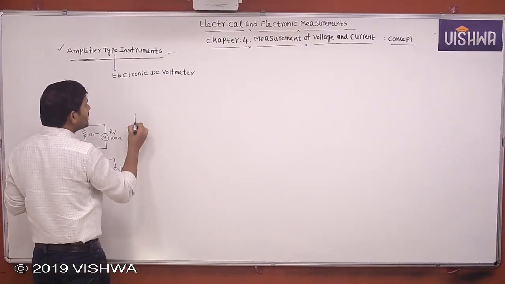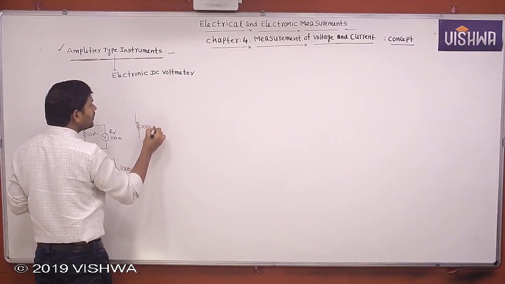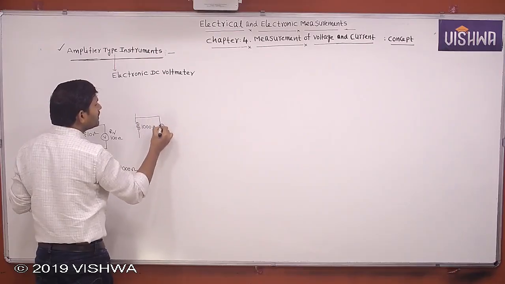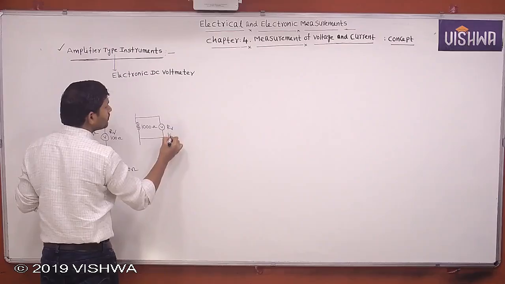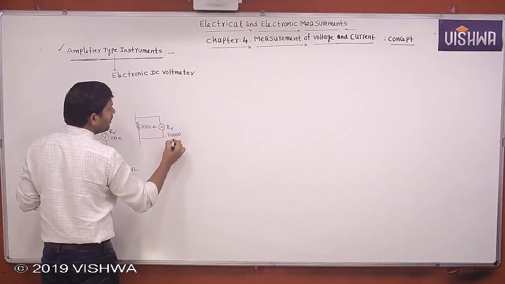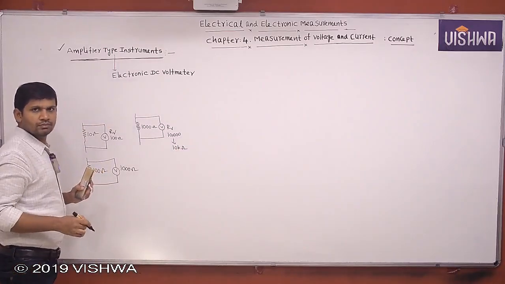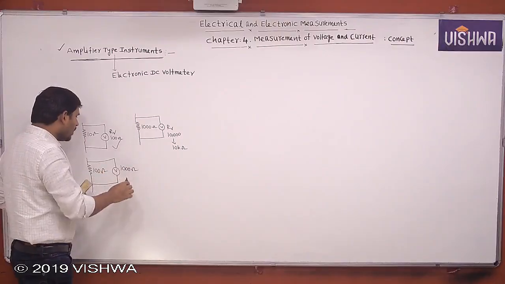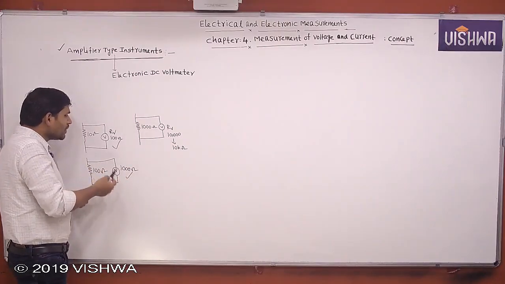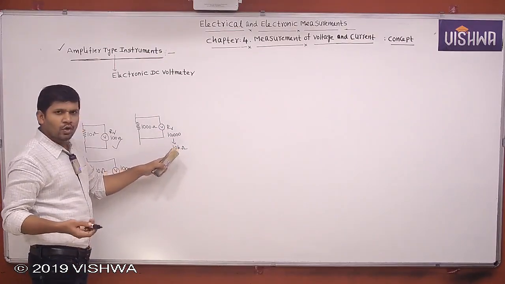Now I want to measure the voltage across 1000 ohms. Then we can design the voltmeter with a minimum input resistance of 10,000 ohms, that is 10 kilo ohms. Understood? Up to this it is okay. You can measure voltage across 100 ohms, we can design the voltmeter with 1000 ohms, then with 10 kilo ohms, no problem.